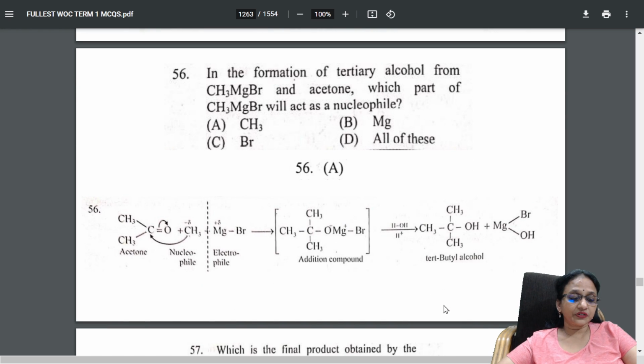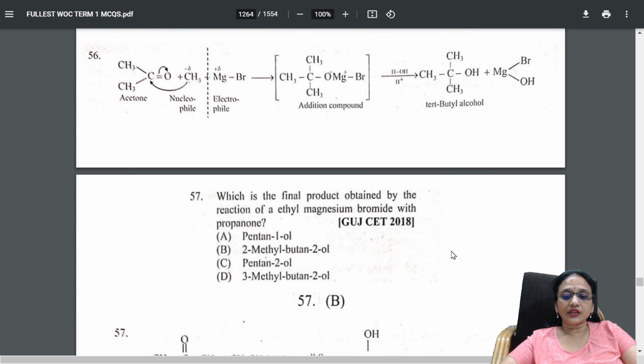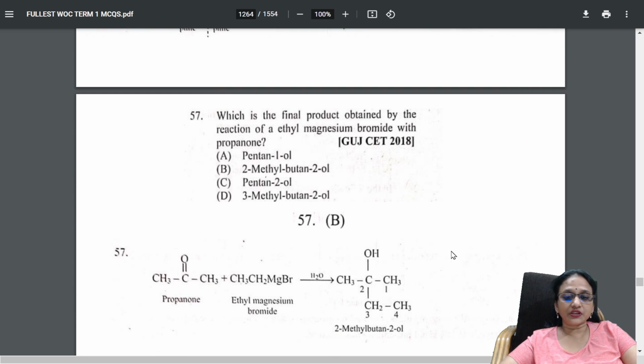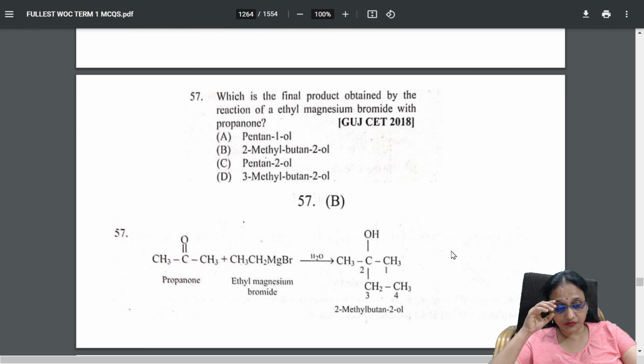Next comes further reactions of your Grignard's reagent, where the Grignard's reagent attacks. Further, you will be doing hydrolysis and you'll be getting the alcohols, right? Then comes the final product. And furthermore, you're converting using Grignard's reagent: aldehydes will get converted to primary alcohols, and ketones will get converted to secondary alcohols.